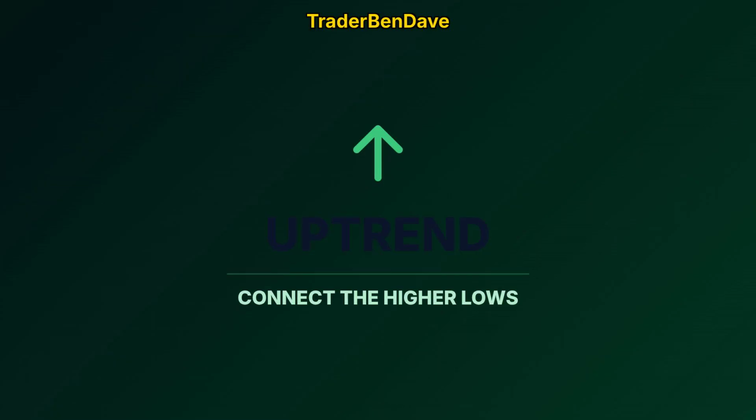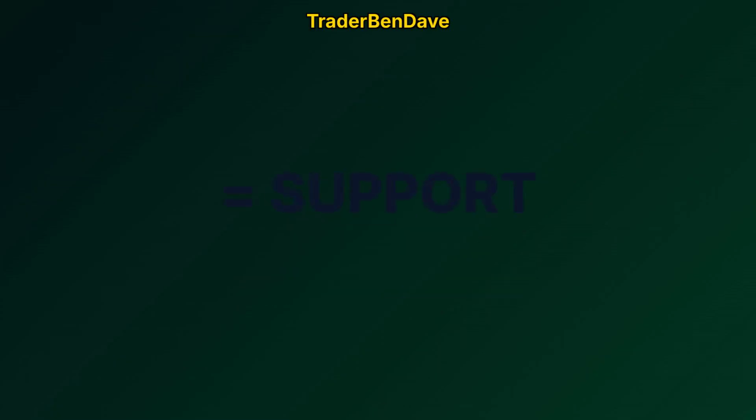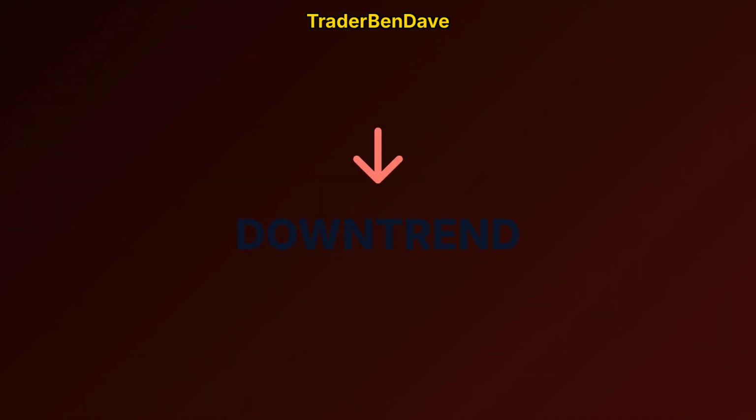That line becomes support. While price stays above it, buyers are in control. Now a downtrend. Find two lower highs, points where price rejected downward. Connect them with a line falling left to right. That line becomes resistance. While price stays below it, sellers are in control.